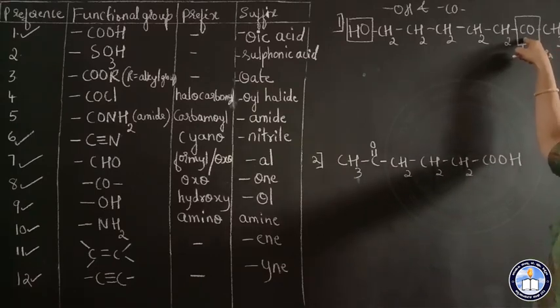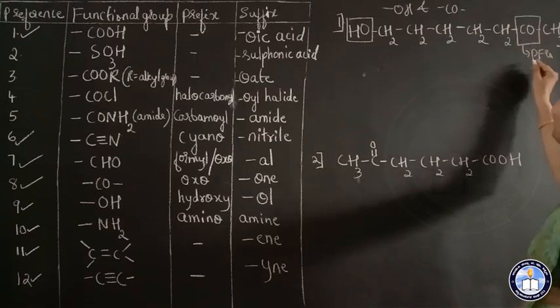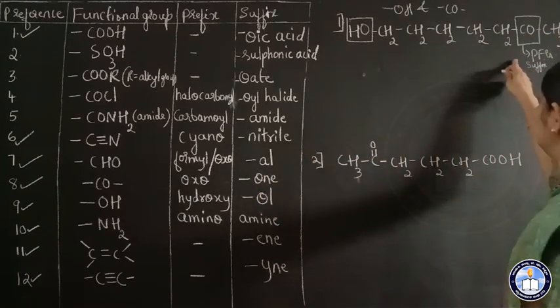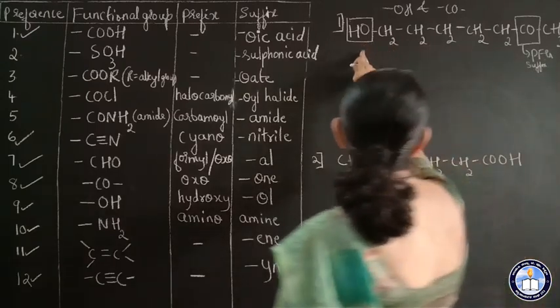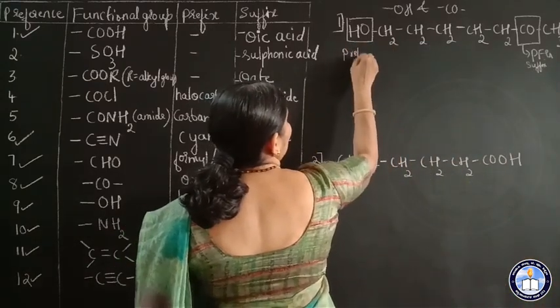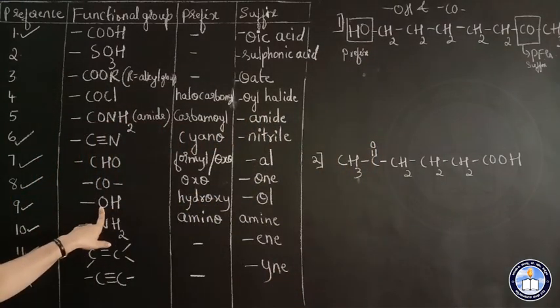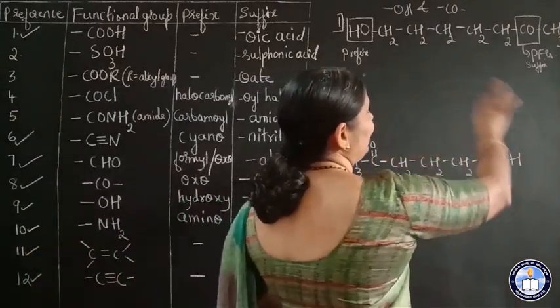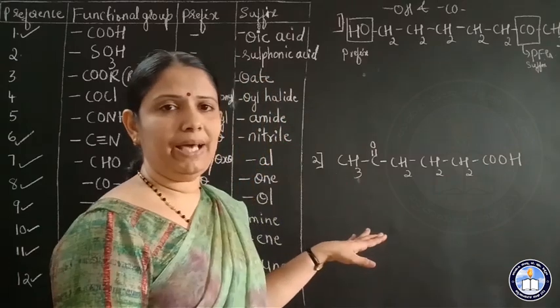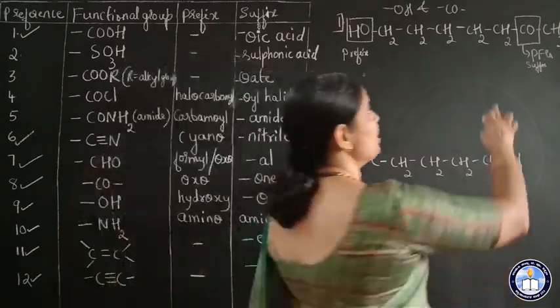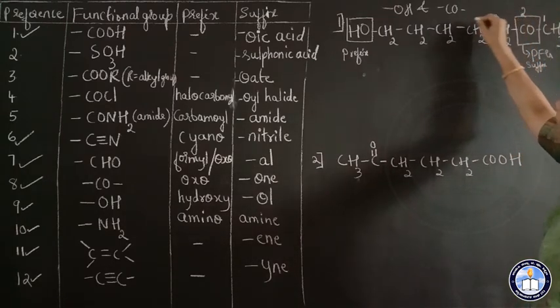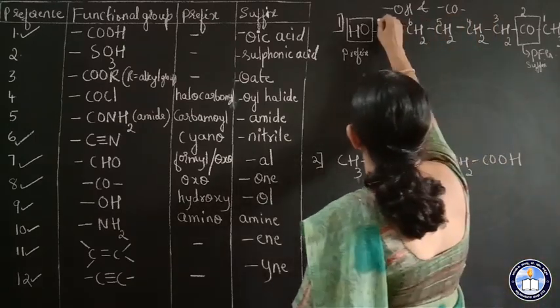CO is the principal functional group, and its name will be the suffix, that is ONE. Whereas OH will be named as a prefix, and the prefix for OH is hydroxy. Now numbering the parent chain: the principal functional group should get the lowest number, so I should start numbering from right to left: 1, 2, 3, 4, 5, 6, 7.